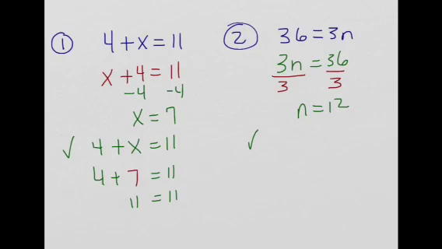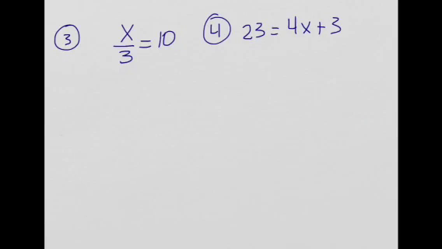For the check, we're going to write the equation again. 36 is equal to 3 times. We think n is 12, so we'll plug it in. 36 is equal to 36, and we are correct.